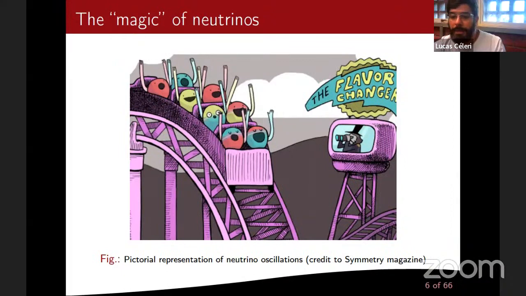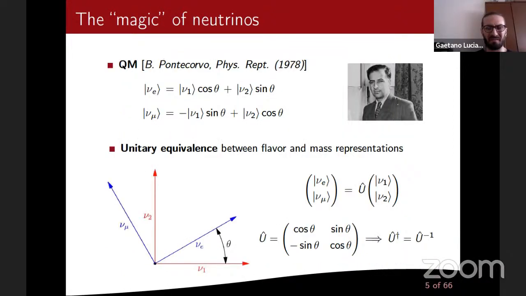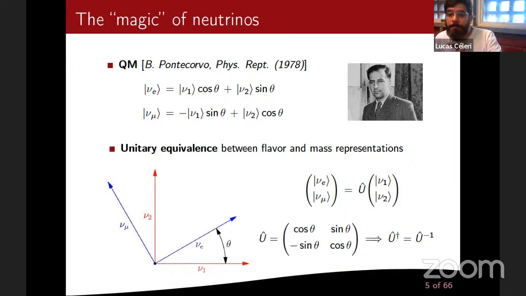Sorry, but may I ask a question? Yeah, sure. It's just, I never studied neutrino oscillation deeply, so maybe it's a stupid question, but initially we thought that neutrinos were particles without mass, massless particles.